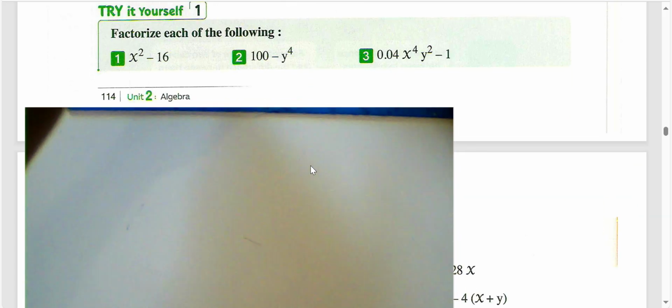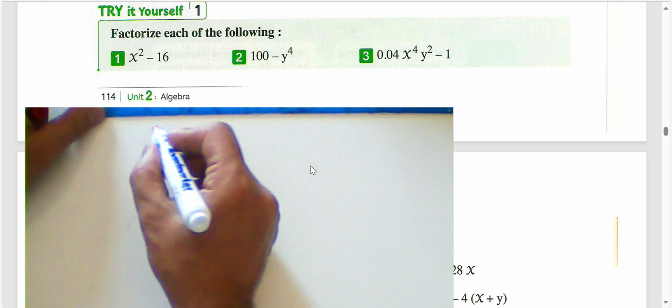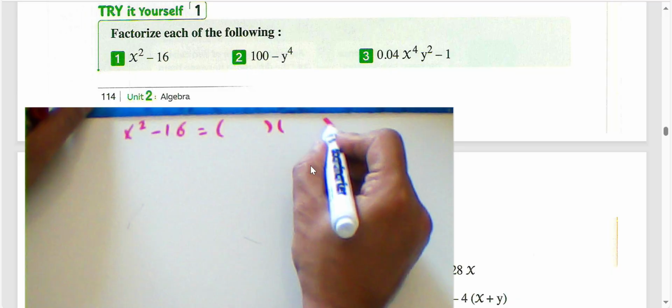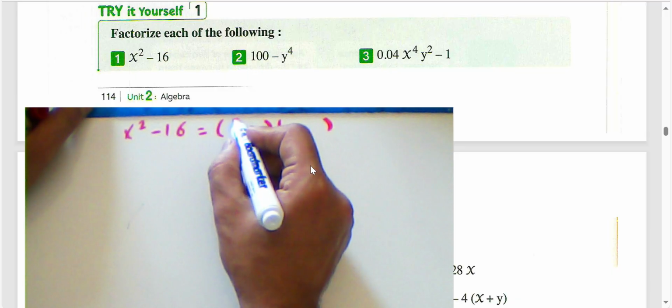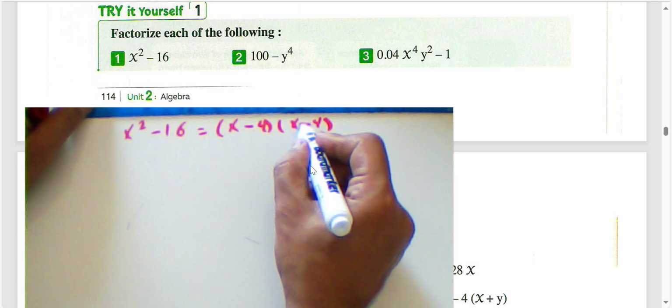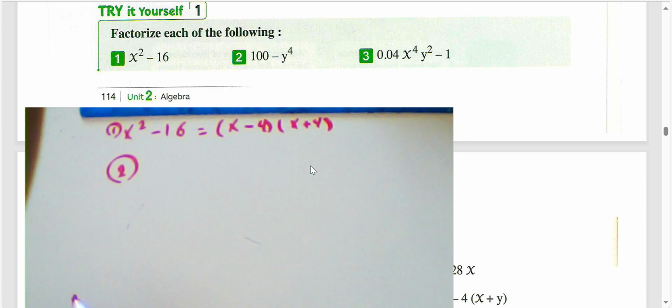We have the difference between two squares, x power 2 subtract 16. We can factorize with two brackets here. x power 2 equals x times x and 16 equals 4 times 4. Write negative and positive. That was question number 1.